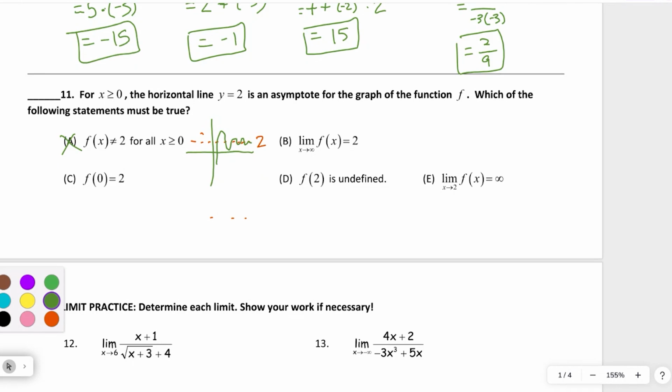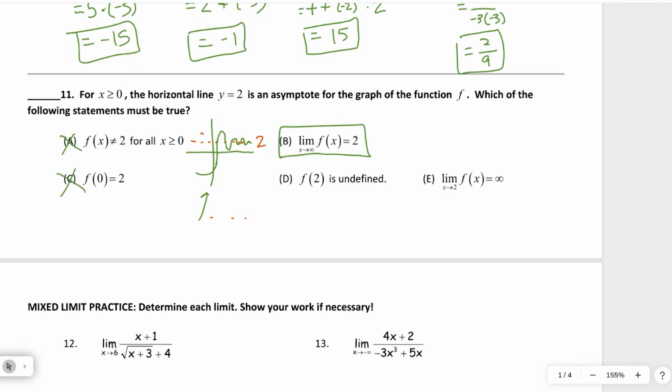B says the limit as x approaches infinity must be 2. Well, yeah, for x greater than 0, the horizontal line is an asymptote for the graph. That's exactly what this means. So yeah, B must be true. C, f of 0 equals 2. Well, that could be true, but it also could not be true. Just take a look at that graph I did for A. We can see f of 0 is definitely not positive 2, but it still is going to, in the long term, approach y equals 2. So that doesn't have to happen, although it could happen.